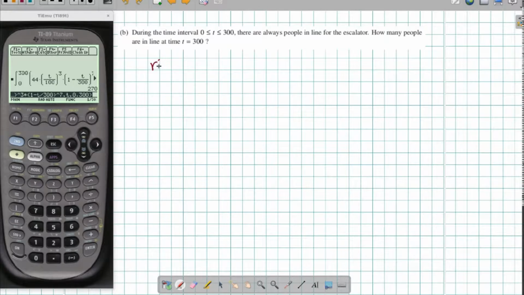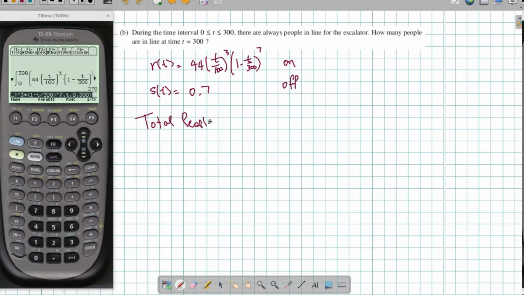Well, keep in mind that I've got r of t, which is defined piecewise, 44 times fractions. That's people getting on, but I also have people getting off the line, and this is also a rate. That rate is a constant 0.7. So if I want to figure out the total people in line, that's going to be equal to the integral of the rate coming in minus the rate coming out. And again, I'm integrating from 0 to 300.